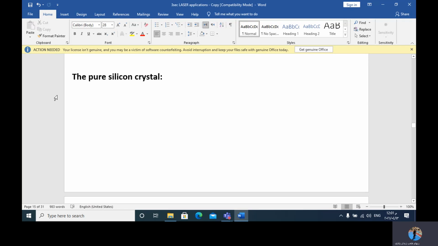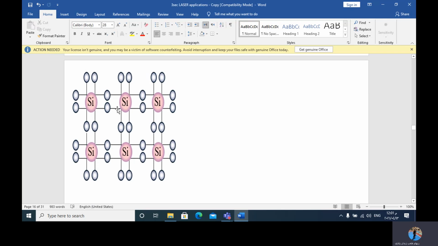Now let's start by talking about pure silicon crystal. We know that silicon is a semiconductor. If it is pure, this is how it looks. This is how the silicon crystal looks. As you see here, this is Si, silicon, Si, silicon, Si, Si, all these atoms of silicon.